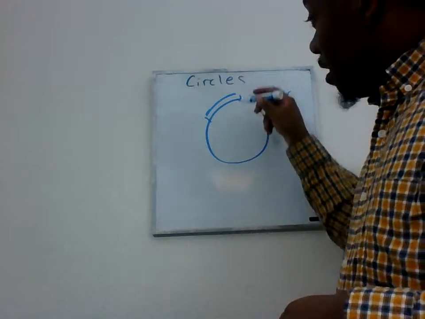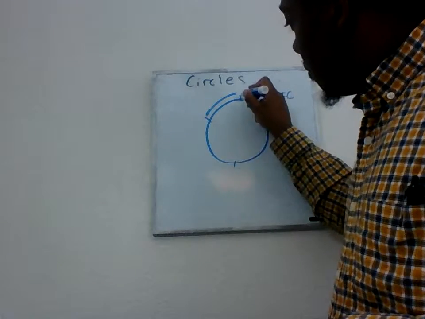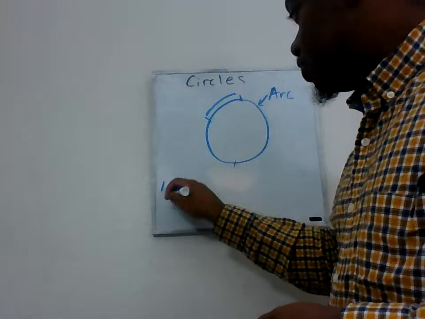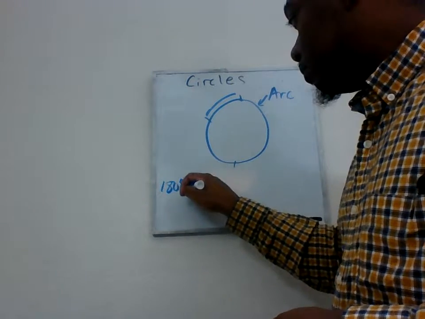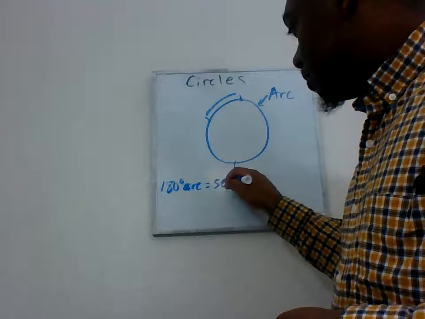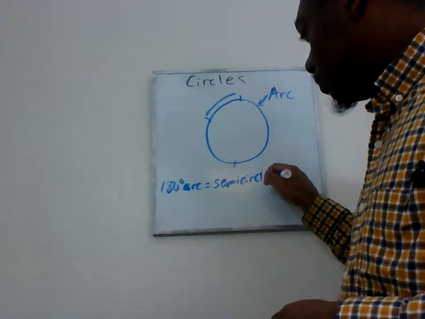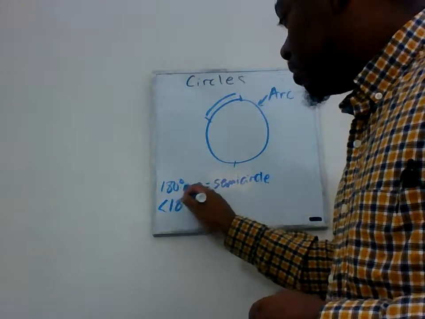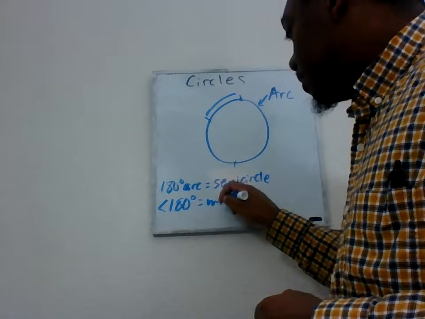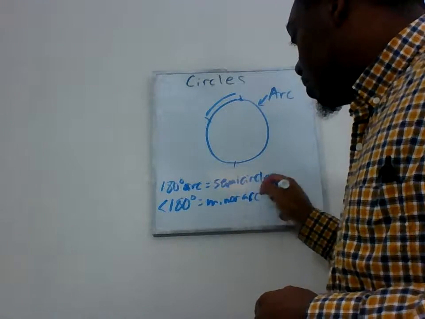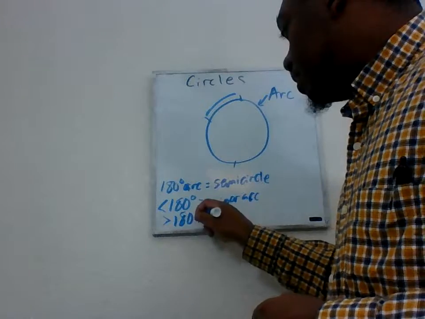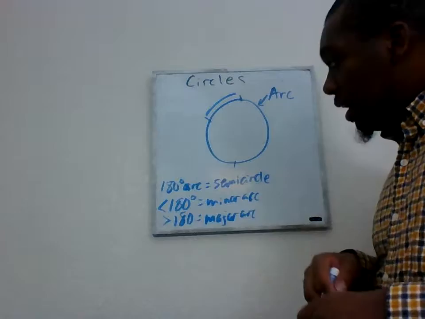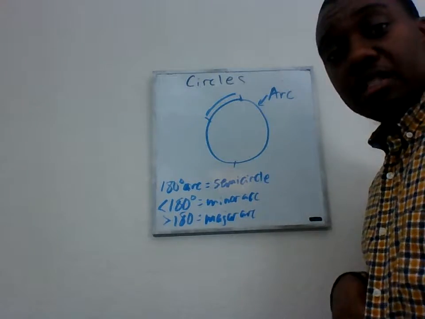An arc could go 180 degrees around, and it would be called a semicircle. So a 180-degree arc is a semicircle. If it's less than 180, it's known as a minor arc. And if it's greater than 180, it's a major arc. And those are named and defined based off of the points that make up the arc.